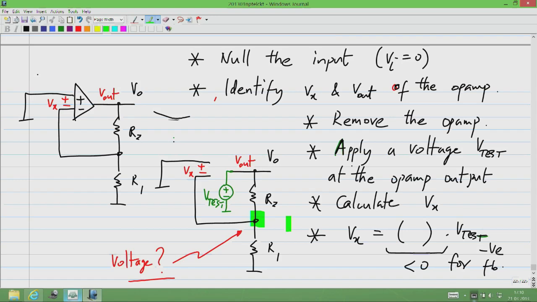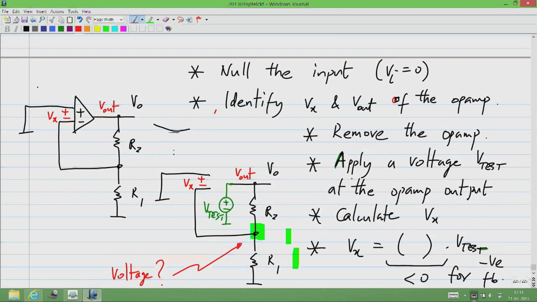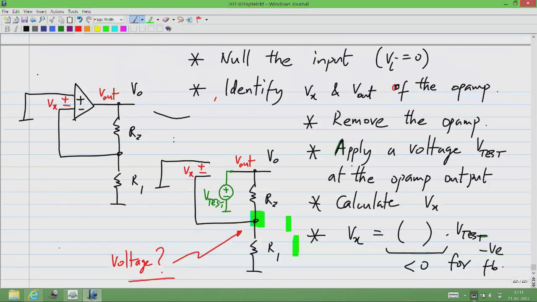What is the voltage that appears there at the junction of R1 and R2 due to Vtest? That's right. Clearly, Vtest is applied to this voltage divider. So, this voltage is nothing but Vtest times R1 by R1 plus R2, the voltage divider. So what is the value of Vx then?